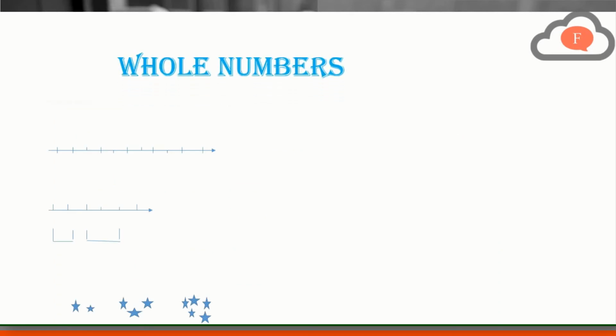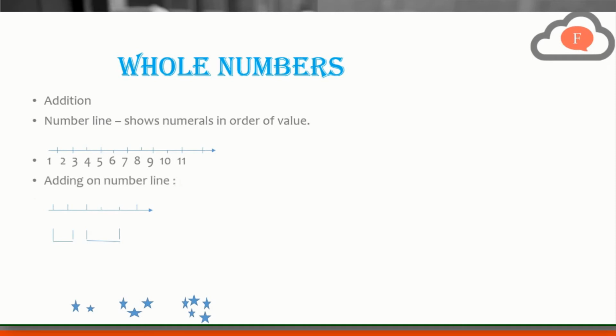Whole numbers. Addition on whole numbers. A number line shows numerals in order of value. Here's the number line. Adding on the number line: 2 plus 3 is equal to 5. Here we add 2 plus 3 on the number line, and we get 5. Adding with pictures also: if we add 2 stars with 3 stars, we get 5 stars.